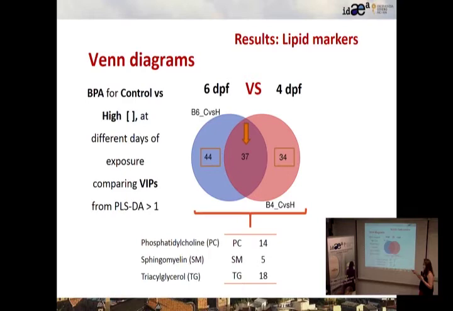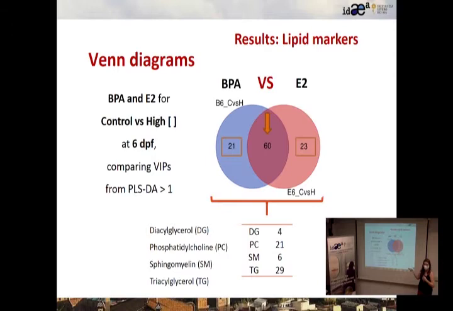But it's even more interesting in the case of comparing BPA versus E2, which was one of the main goals of this study. For example, for controls versus high at day 6, we find 60 lipids in common from these families. And also, it is very interesting to look at the ones specific for each treatment.